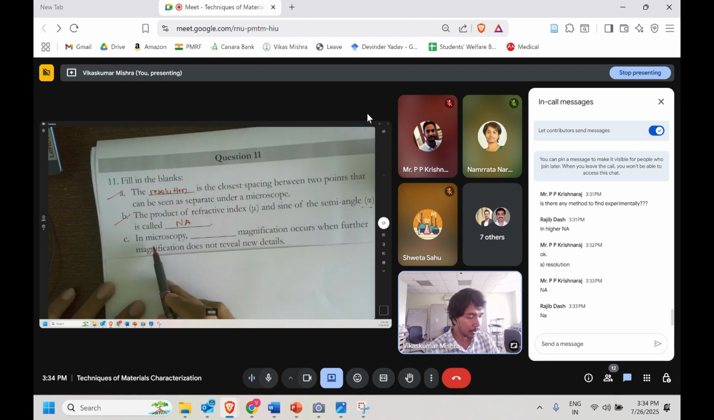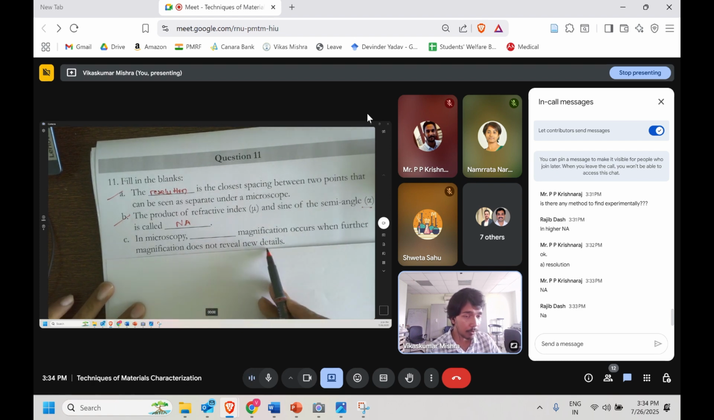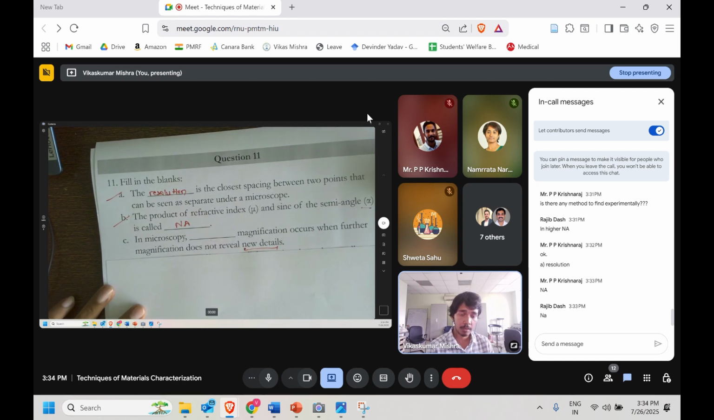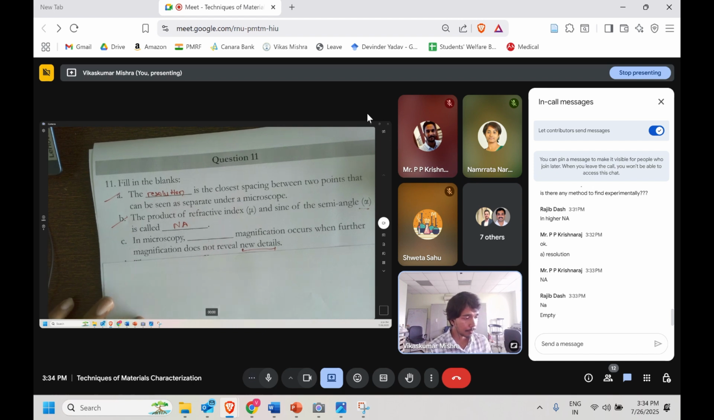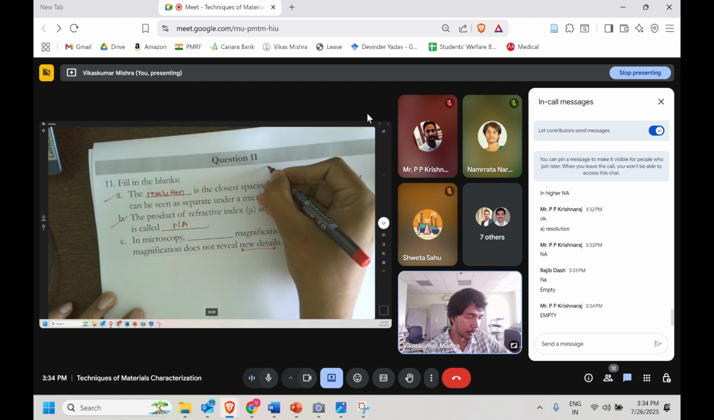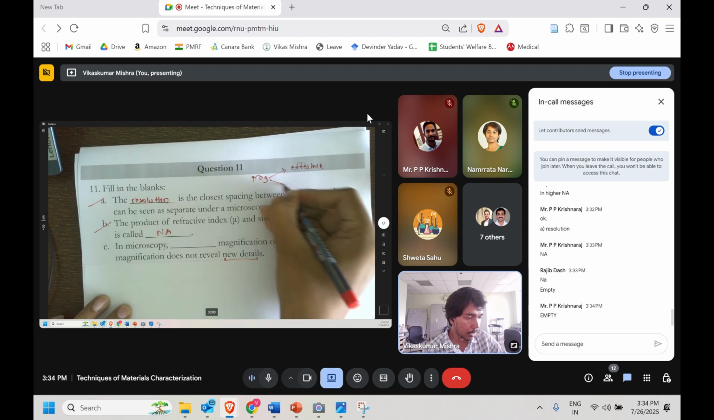Now, see, in microscope, dash magnification occurs when further magnification does not reveal new detail. Which type of magnification will occur when we keep on magnifying things, but there is no additional detail we are able to see? There are two types of magnification we know, right? Very good, Rajiv, that's right. It's empty magnification. So we can see that magnification is of two types: one is effective, and another is empty.